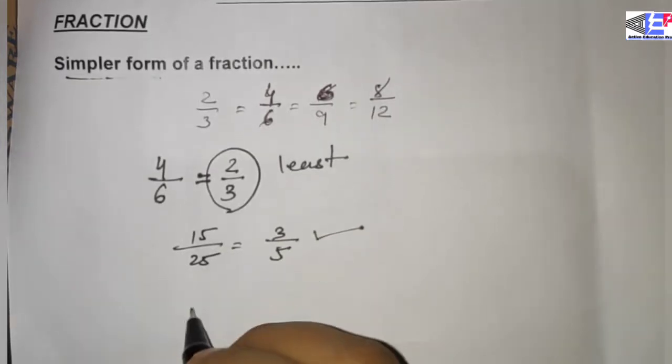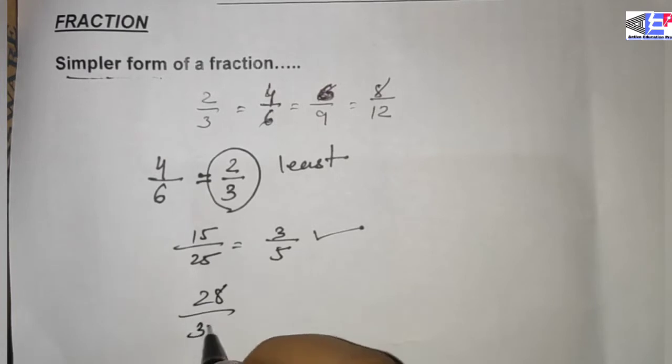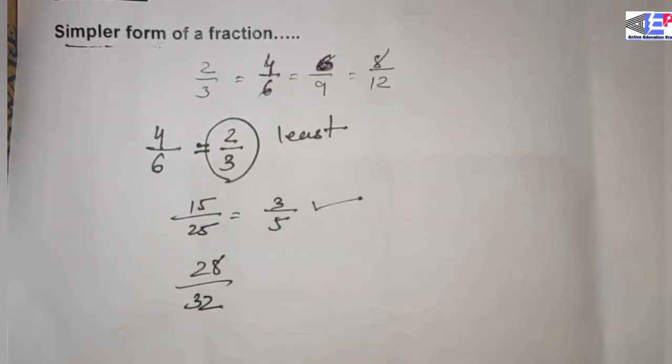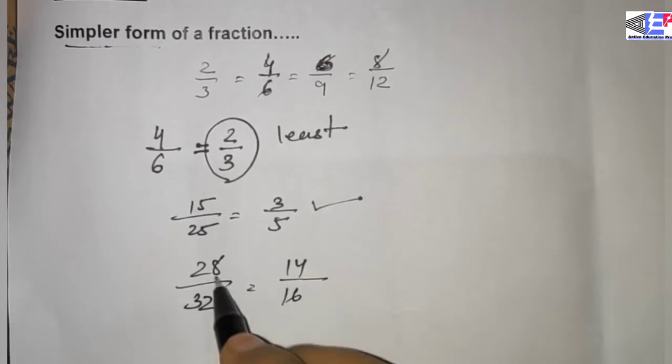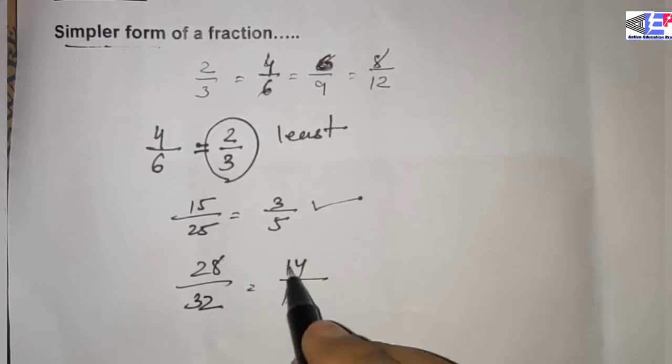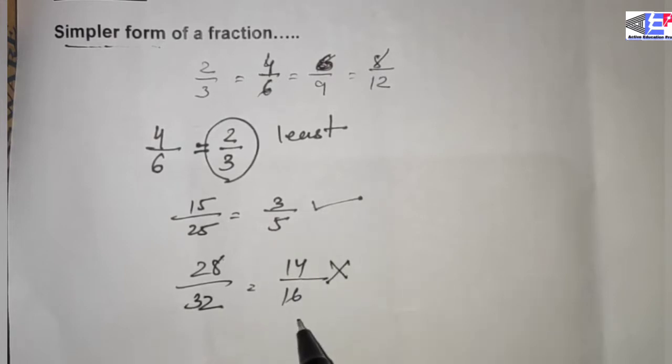Suppose another question, 28 by 32. Both numbers can be cancelled by 2, because 28 and 32 are both even numbers, so present in the 2 table. Cancelling, we get 14 by 16. The simpler form of 28 by 32 is 14 by 16 by cancellation of 2, but it is not the simplest form. Why? Because 14 and 16 again have a common factor, 2.